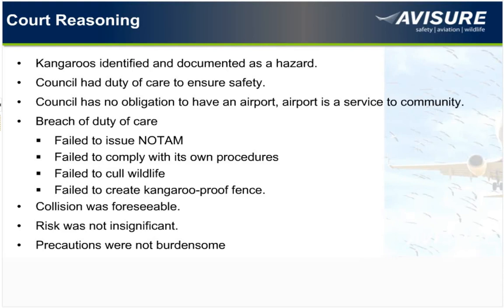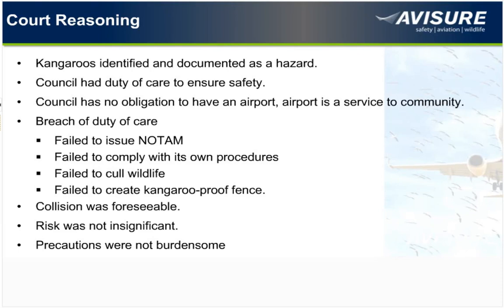They failed to cull wildlife, so they didn't actually go out and remove any of the kangaroos by shooting or other means. And in the end, they failed to create a kangaroo-proof fence, which was documented in various reports, audits, and things like that. The judge determined that the collision was foreseeable. There was enough information that the kangaroos were present to suggest that they're near enough to the runway to be struck.